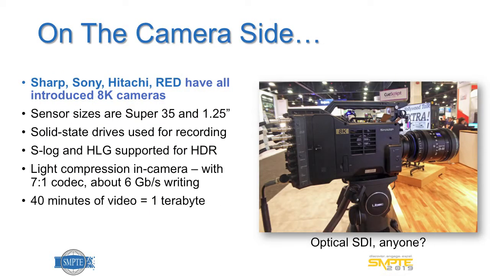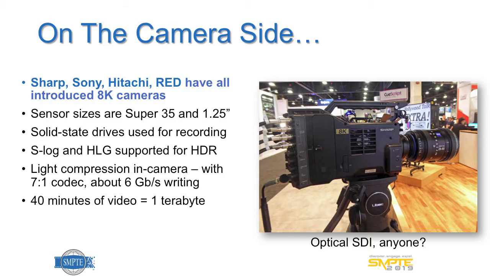And all of these companies have introduced 8K cameras: Sharp, Sony, Hitachi, Red. Thanks to Larry, who filled me in on this. The sensor sizes are primarily Super 35 and 1.25 inch. The majority of the cameras are using a single sensor with a Bayer array. Solid-state drives are a must for recording because of the write and read speeds. And all of these cameras support hybrid log gamma for HDR, and one camera supports, in addition to that, S-Log.